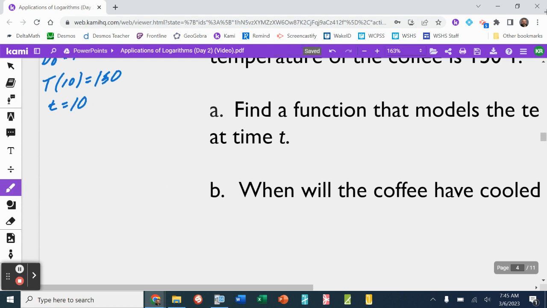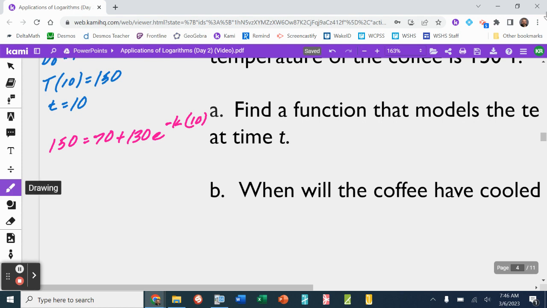So my equation would be 150 is equal to the surrounding temperature, that's the 70 degrees, plus the initial temperature difference of 130 times Euler's number raised to the negative k, which we don't know at this point, times 10, because the 150 degrees Fahrenheit we were told happened after 10 minutes.